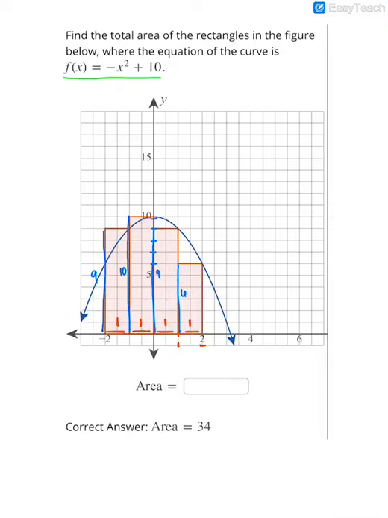So if we calculate the individual area of each of our rectangles, rectangle number 1 had a base of 1 and a height of 9, so 1 times 9 is an area of 9. Plus rectangle 2 has a base of 1 and a height of 10, so 1 times 10 is 10. Plus rectangle 3 has a base of 1 and a height of 9, so 1 times 9 is 9. Plus rectangle 4 has a base of 1 and a height of 6, so 1 times 6 is 6. So now if we add all of those areas together, 9 plus 10 is 19, plus 9 is 28, plus 6 would give us a total area of 34 square units.